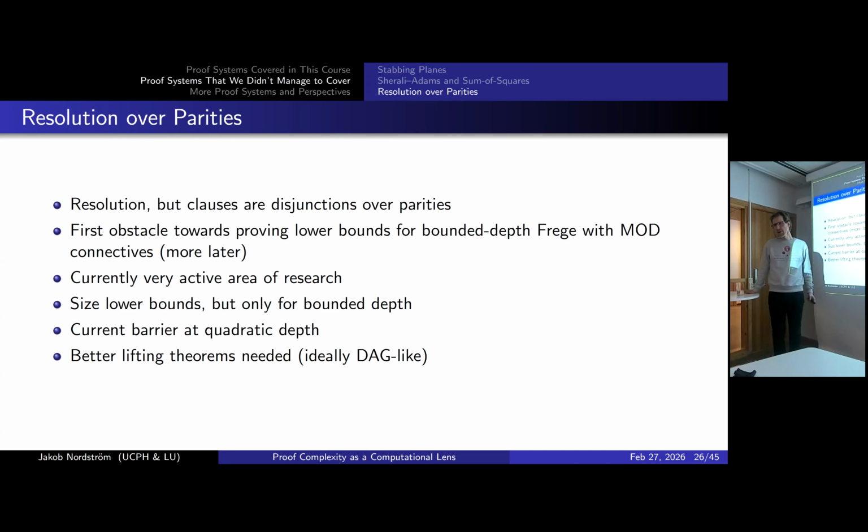And there's also a relation to lifting here, in the sense that many of the tools and techniques come from lifting, have a lifting-like flavor. A sort of trivial observation is that if you could, in these models, get DAG-like lifting, then you would have resolution over parities lower bounds without any depth restrictions. But it is not known how to do this.